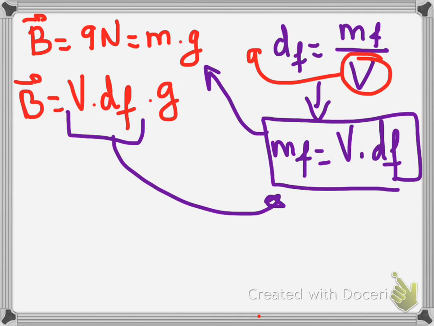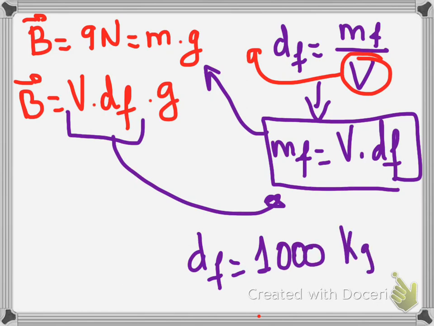Well, if I'm assuming that the first liquid is water, we also know that the density of water in the international system of units is the same as 1000 kilograms per cubic meter. Our goal is to find the value of volume, right?